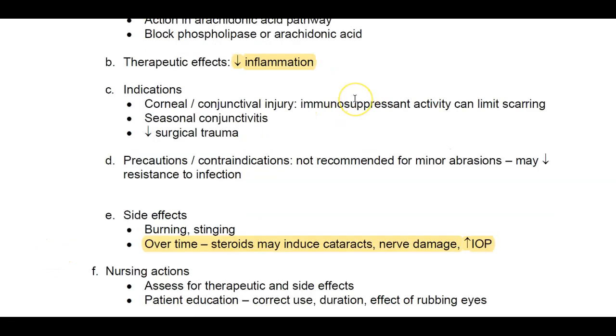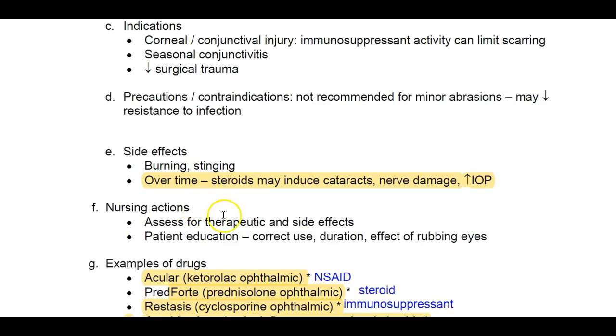Side effects include locally burning and stinging. And something to remember is that the steroid agents may induce cataracts, nerve damage, and actually increase intraocular pressure. So that's something to remember. And so if a patient has been on steroids, we may need to make sure that they're just on it short term if possible.